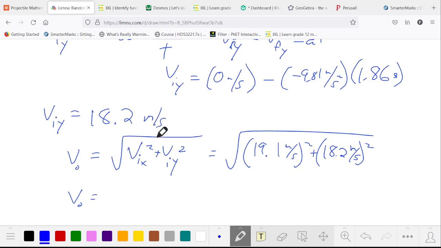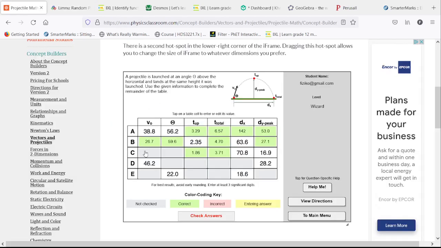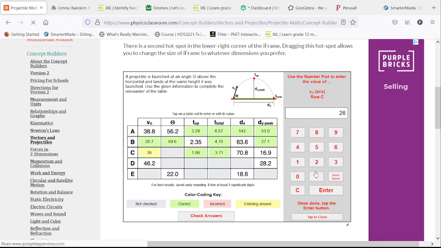And punching that in, we get 26.4 when we round it, 26.368373132. So that is a 26.4.